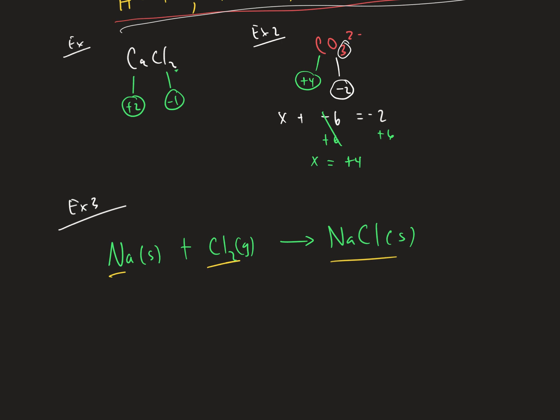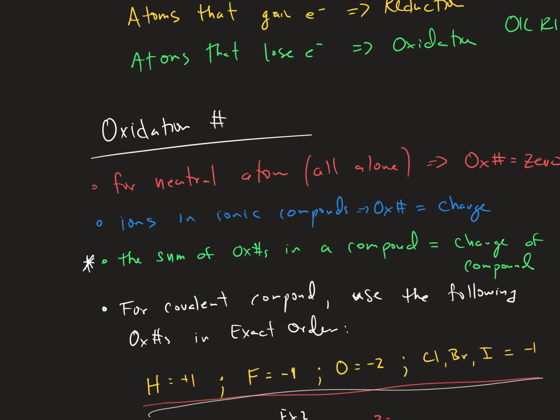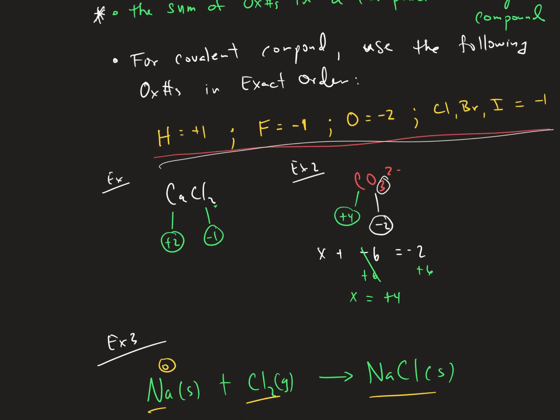So what is the oxidation number for sodium? What is it? Not quite. Who can tell me why it's not positive 1? Because it's sodium metal. This is the elemental sodium. And what's the charge of just the elements? 0. So that follows this first one. If the element is all alone, it's 0. Its oxidation number is 0.